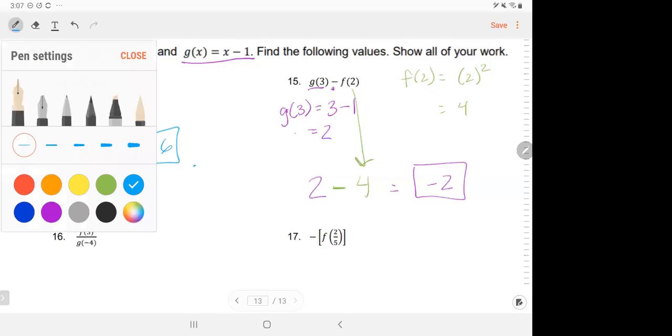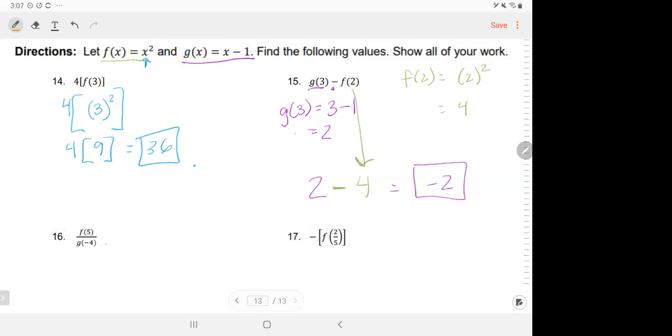A couple more. So if I'm going to do f of 5 on top of my fraction, f of 5 is plugging in 5 for my x right here. So 5 squared, and then g of negative 4 is, I'm going to put this all in parentheses. I'm plugging in negative 4 for x, and then minus 1. So 5 squared will give me 25 on top, and negative 4 minus 1 will give me negative 5. So now I have 25 divided by negative 5, which is negative 5.